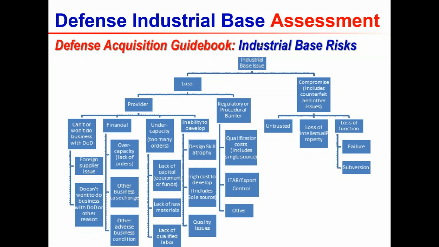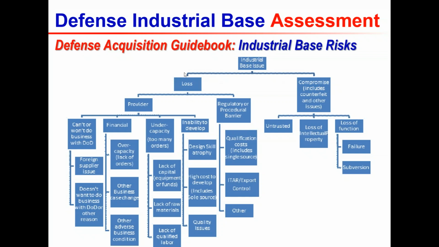It talks about how you can look at different industrial base issues. Your industrial base concern could be that you're losing something in the industrial base, or that you're getting it, but it's compromised. It's not trusted, it's being counterfeited, it's being compromised, you're losing intellectual property. So either your risk is not getting what you need, or you're getting it, but in a compromised way.